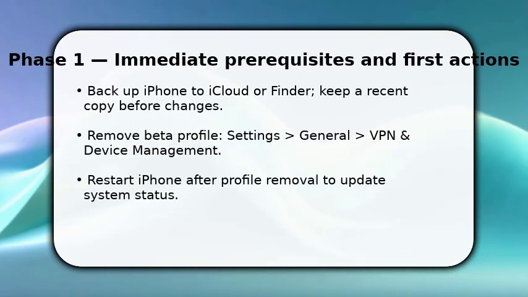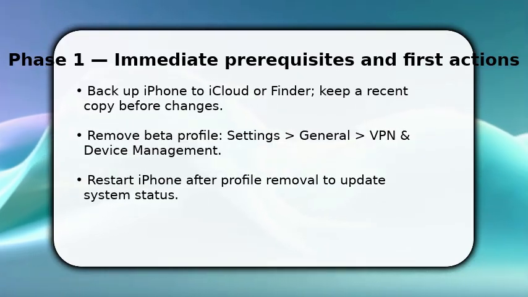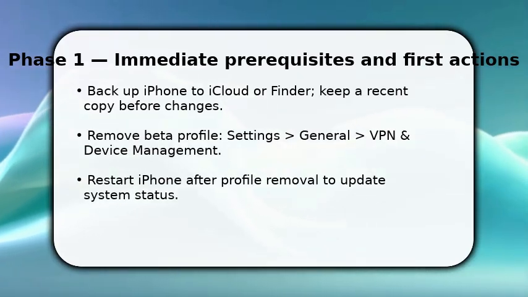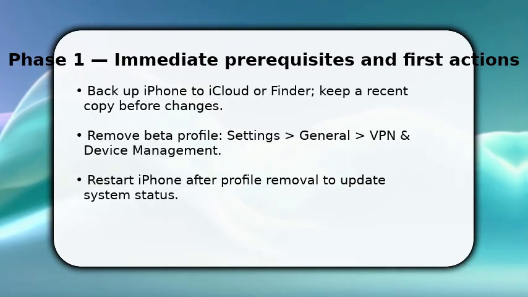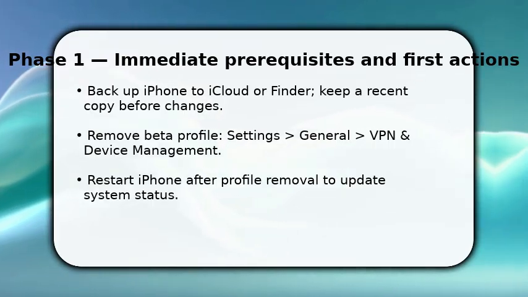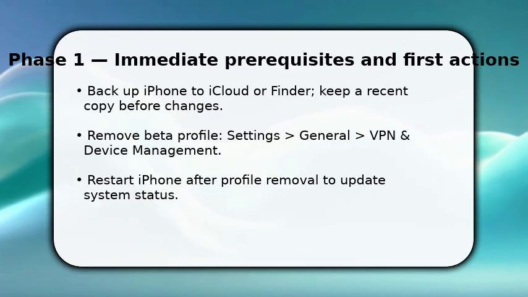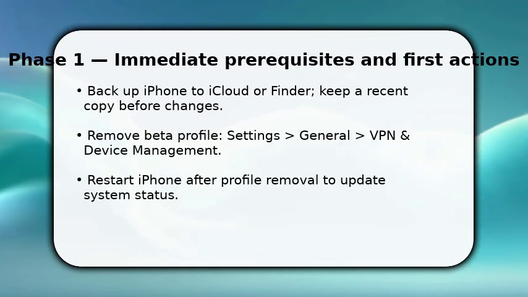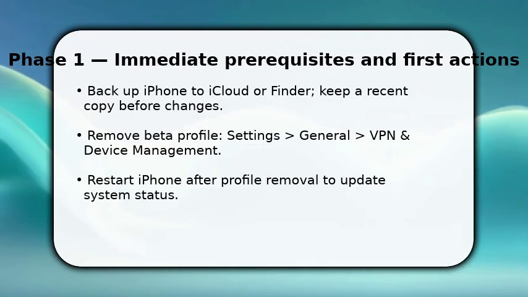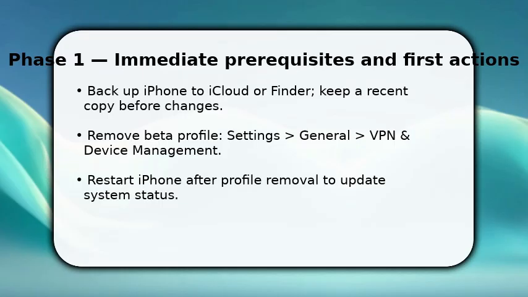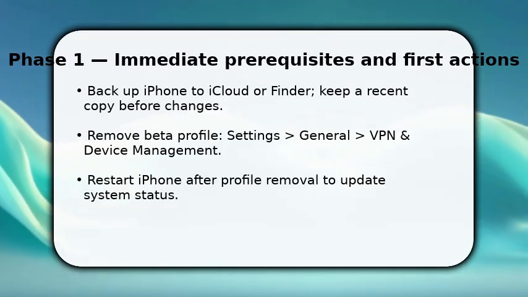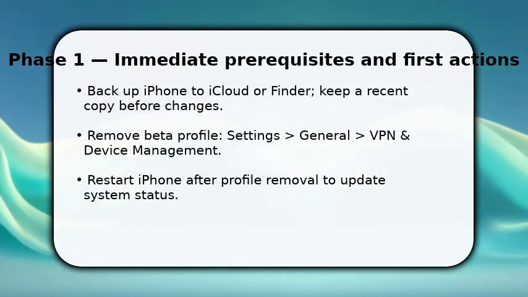You begin by securing your data. Backup now to iCloud or to your computer so you can restore if needed. Next, open Settings and go directly to General, then VPN and Device Management. Tap the iOS 26 beta profile and choose Remove. Once done, restart the iPhone to allow the device to clear the beta flag and check for official updates. This step forces the system to stop receiving developer-only builds and prepares it for the next phase.